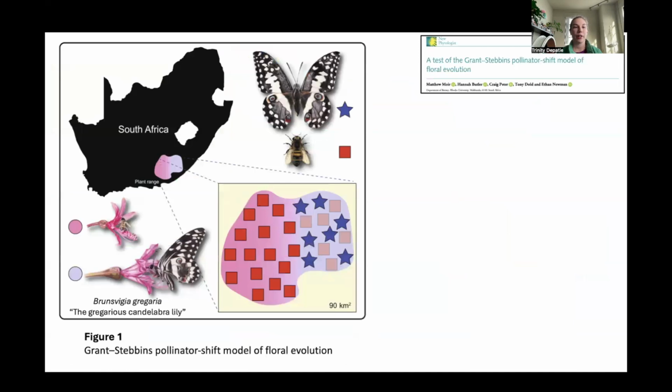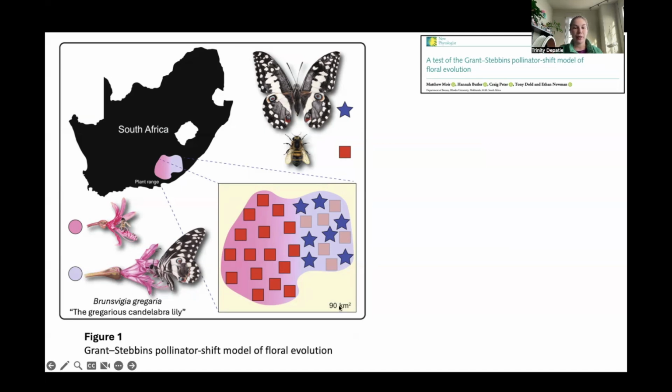For their system, we're in South African plant called Brunsvigia gregaria, and it's commonly called the gregarious candelabra lily. These are two images of it. And basically, what they're trying to show us here is that there's actually some ecotype separation in this plant species. So the pink represents plants that have short styles. So a style is a female reproductive structure within flowers. Whereas this light blue notated plant here has long styles. You can see that even the flowers are larger.